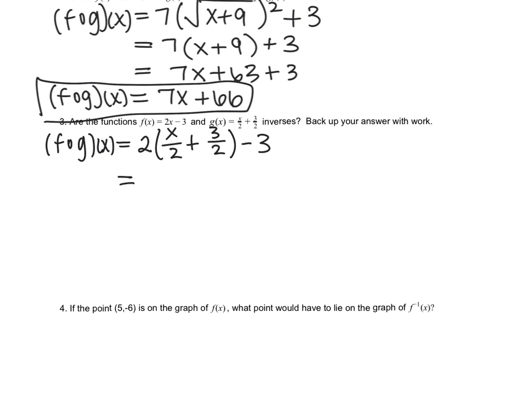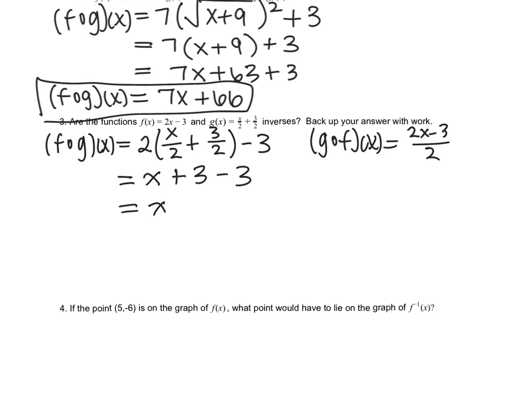Distributing the 2 into the parentheses, 2 times x over 2 is just x. 2 times 3 halves is 3. Then we still have our minus 3. Combining like terms, we end up with just x. Now this isn't enough to say that they're inverses. We also have to check the composition g of f of x, which starts off with x over 2. So we're going to have 2x minus 3 all over 2 plus 3 halves.